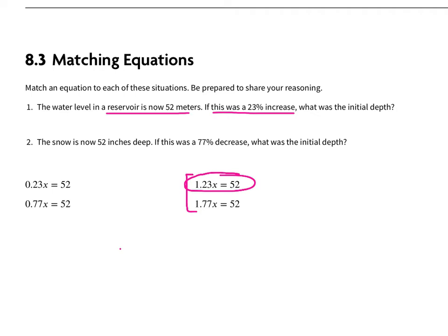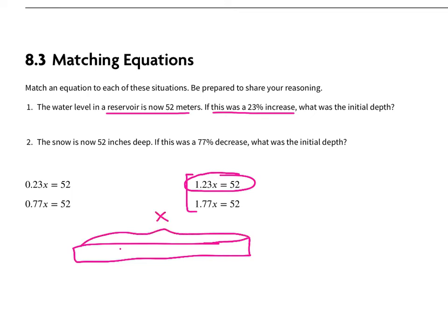Second one, the snow is now 52 inches deep. If this was a 77% decrease, what was the initial depth? Well, for this one, we had the original snow amount. Let's call that X, and that's decreased down by 77%. So notice it doesn't say it's decreased to 77%. It's decreased by 77%, which means there's 23% of the original snowfall left. That's this one. Again, these are not easy concepts. We'll practice them. There's lots of ways to do these percents, though, so if you don't get it right away, do not worry.